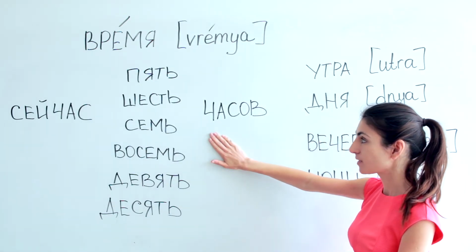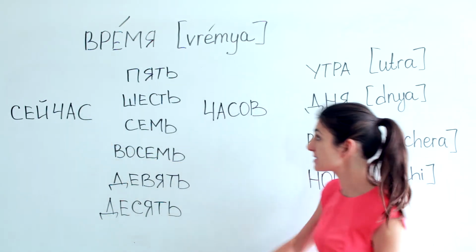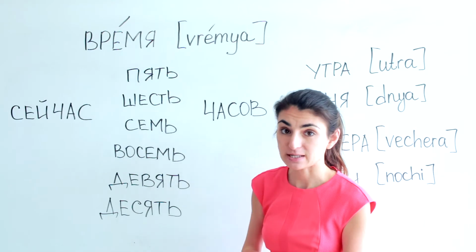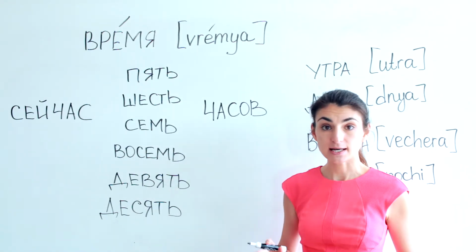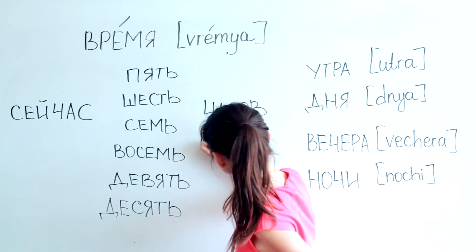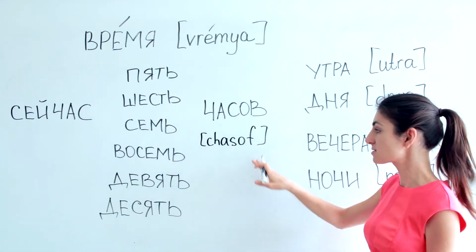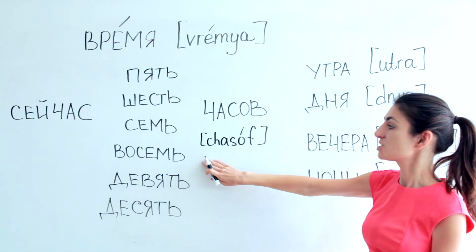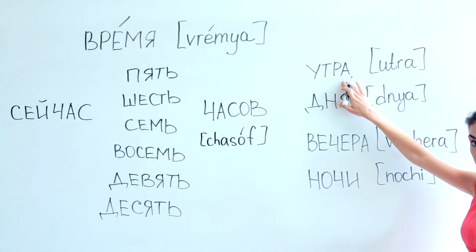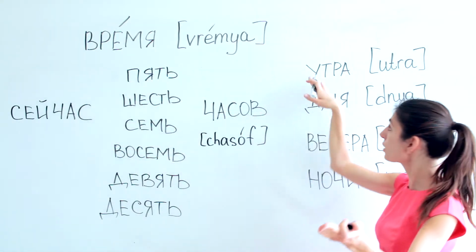Look at the whiteboard. So what I did, I put the word сейчас. Now it is 5, 6, 7, 8, 9, 10, the numbers that you learned. And here it's not час, it's not часа, it's часов. Instead of V, we pronounce F. Часов. Сейчас 5 часов утра. Translation, please. How would you translate it? Now it is 5 o'clock in the morning.